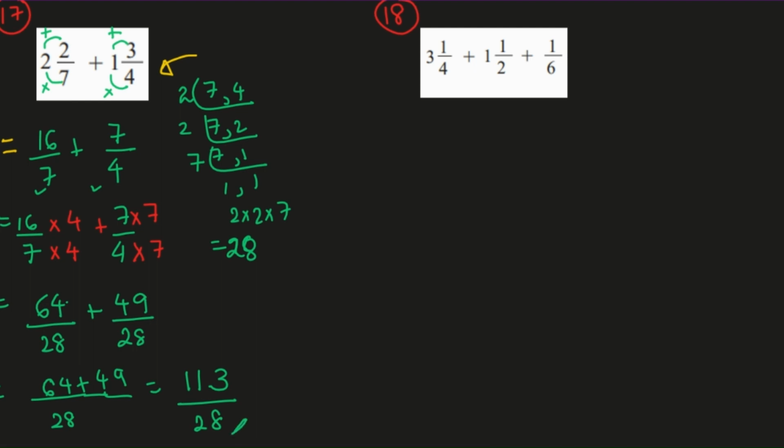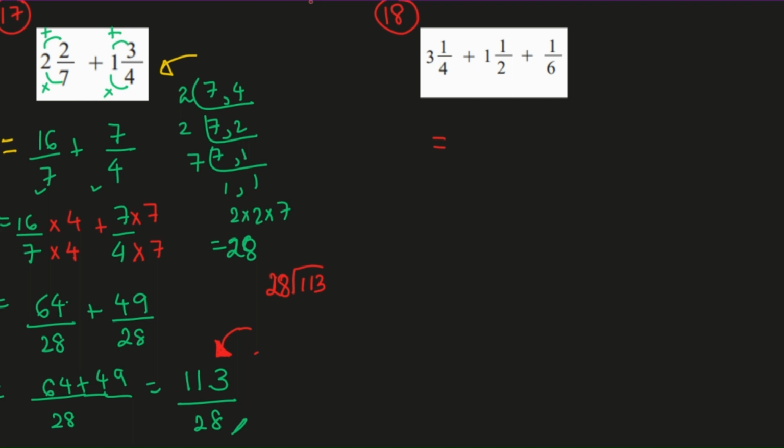So let's do the next calculation. Yeah, this is an improper fraction. Better to keep this as a mixed value if possible, right? You can divide 113 by 28 and get the answer. I am not going to solve it here, right? So do some of your own calculations. Okay, let's go to the 18th one.